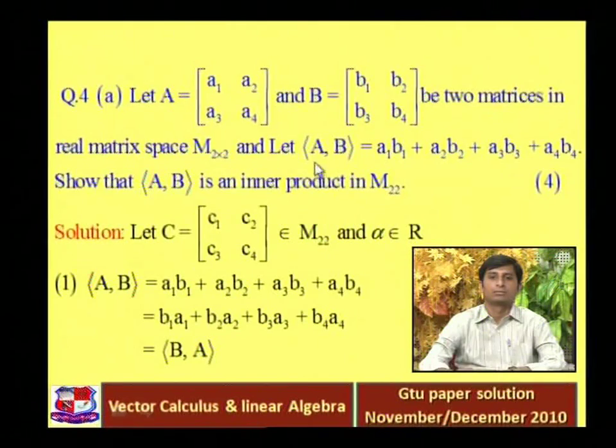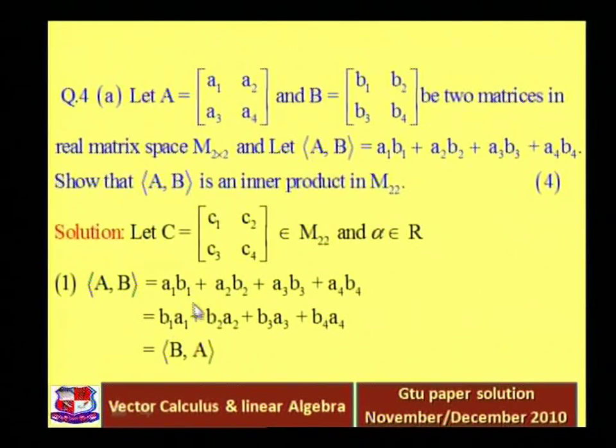This inner product is in the set of M 2 cross 2 matrices. So to prove that this is an inner product, we have to satisfy the 4 conditions using the definition of inner product. That means what we have to prove: inner product AB is equal to inner product BA, then inner product K into AB is equal to K inner product AB.